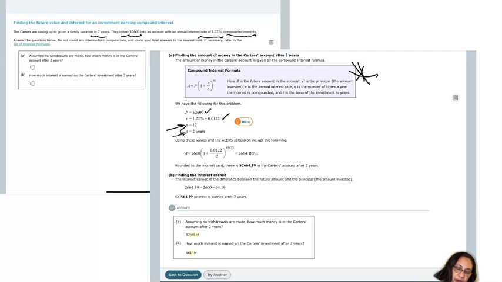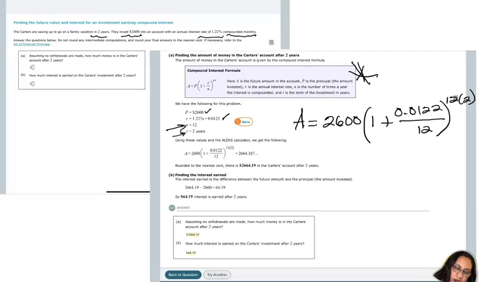So T is 2. And then you just substitute those items in the formula. And I'll write it a little bit bigger here. So A equals 2,600 multiplied by 1 plus, because that's in the formula, the decimal of the 1.22%, so 0.0122, divided by 12. And then you raise that to the 12 times 2. And then you have your result, which is 2,664.